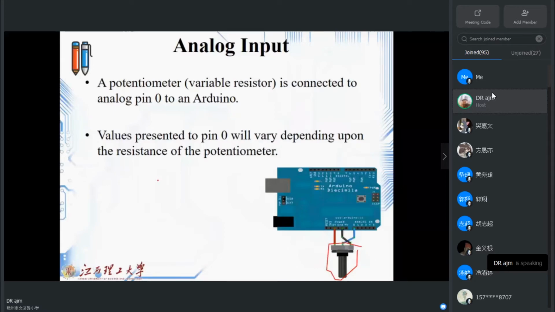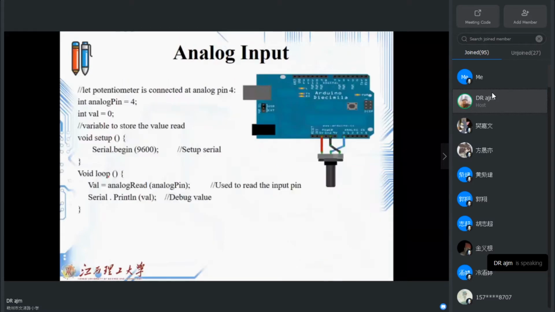The first example that we will do is based on these three inputs. What we have done here: first we should declare which analog pins we are using.